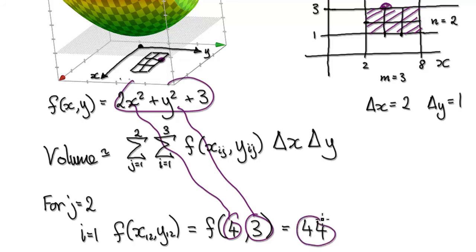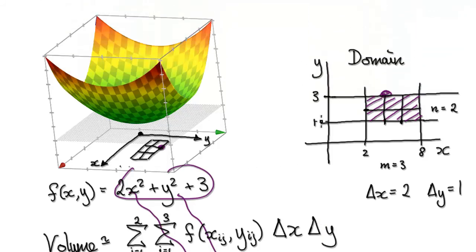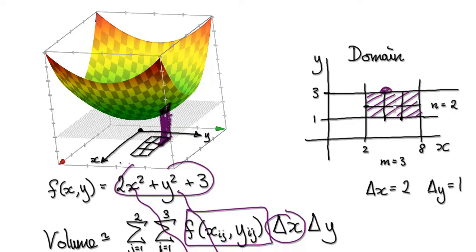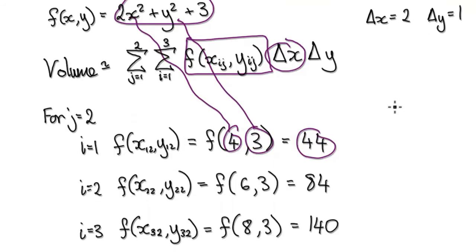When you put our location into the function, it will jump to the surface. So that's our height. And then when you times it by delta x, it will then give you a sheet of paper for this piece here. And then the second location would be 6, 2.